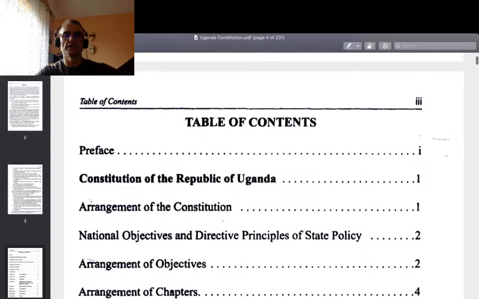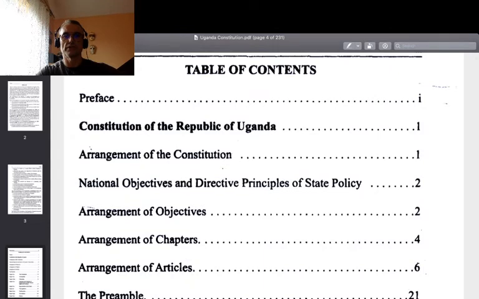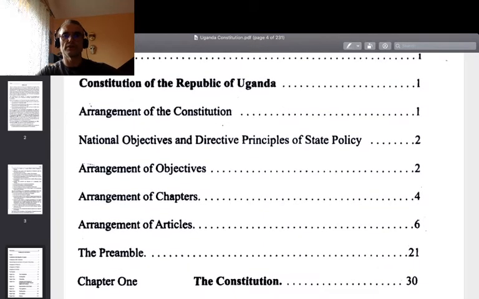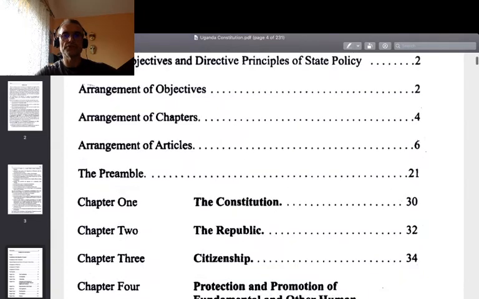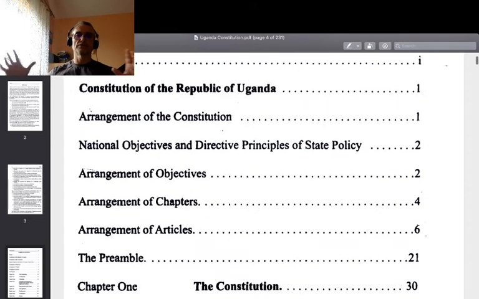Here you have a little glimpse of the table of contents, and you have such matters as national objectives and directive principles of state policy, arrangement of objectives, arrangement of chapters, arrangement of articles, then the preamble, and then chapters of the Constitution. As you can see, by having a glance at this table of contents, you can see that in this Constitution, you have very different matters regulated and put together, like in one document.